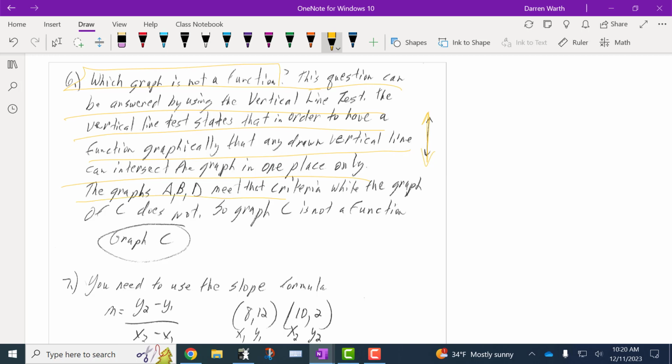The graphs A, B, and D meet that criteria, while the graph of C does not. So the graph of C is not a function. If you look at your graphs A, B, and D, you can draw a vertical line anywhere on those, and it will not intersect in more than one place. But C does not, so graph C is not a function of x.